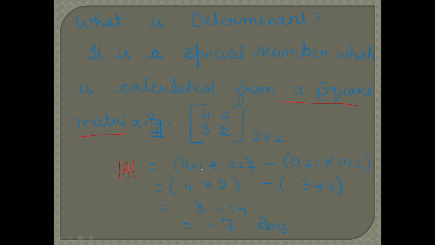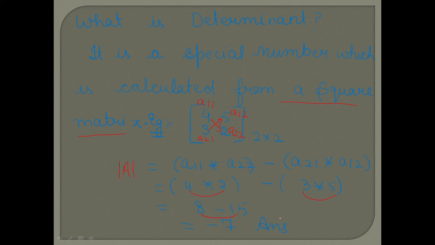Determinant of A is A11 multiply A22. This is the A11 element and this is the A22 element. Both multiply with each other like this, and then take the sign minus, and after that A21 multiply A12. After substituting the values, 4 into 2 minus 3 into 5. 4 into 2 is 8 and 3 into 5 is 15. After subtracting the values, we get minus 7.